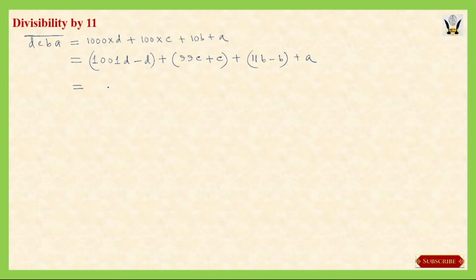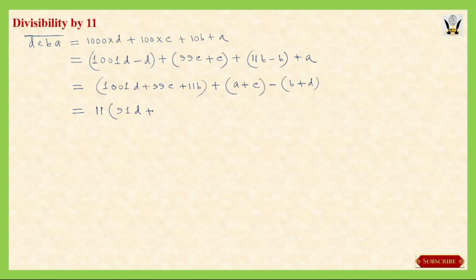So if we rearrange these terms, 1001d and then 99c and then 11b, all the terms which are divisible by 11 we are combining together, and then the remaining terms are a plus c minus b minus d. So here it will be a plus c and then minus b minus d. If we take minus 1 common, then it will be minus 1 multiplied by b plus d, right? So here 1001, if we divide by 11, then it will be 91d.